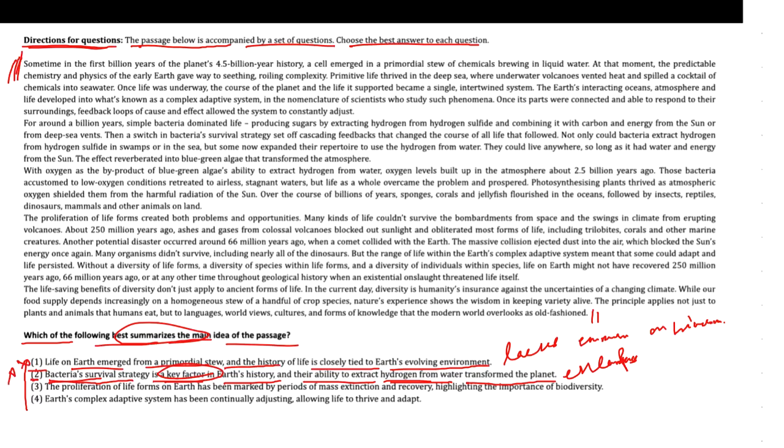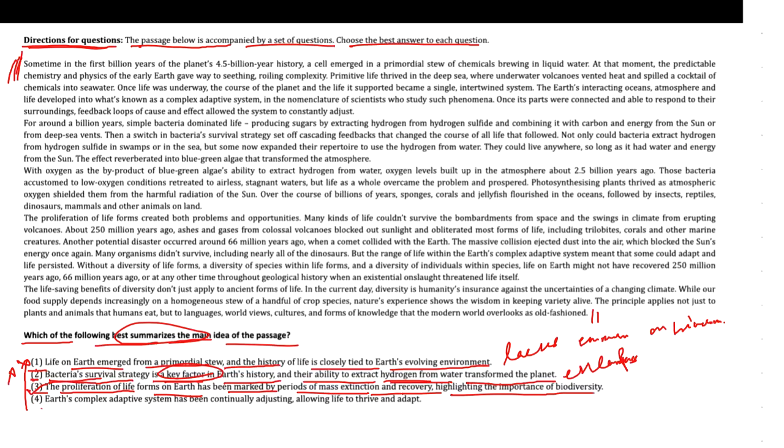Option three, what does option three point out? The proliferation of life forms on Earth has been marked by periods of mass extinction and recovery, highlighting the importance of biodiversity. Now, this one talks about the biodiversity as well as the proliferation of life forms on Earth. So, in that case, you could say this could be the answer. But let's look at the last option, four.